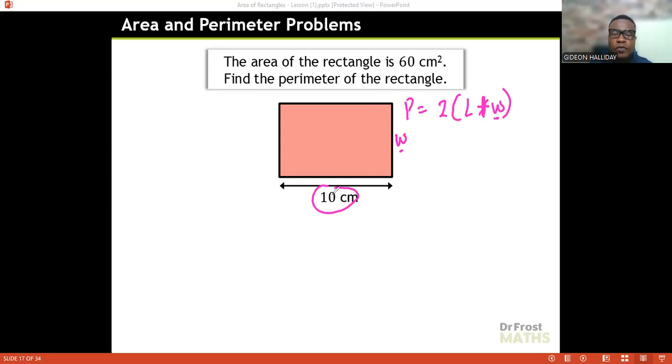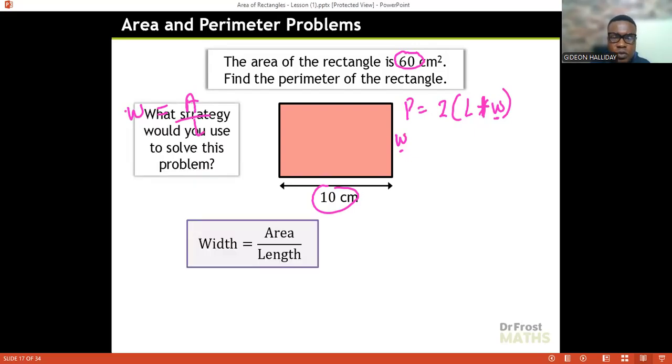So what do we do first? Now we know the area of the rectangle, so we can use that. Remember, when we're looking for width, width equals area divided by length. I'm sure you remember from the last video. So what strategy do we use? Width equals area divided by length, and that equals 60 divided by 10. And the width is, of course, 6 centimeters.